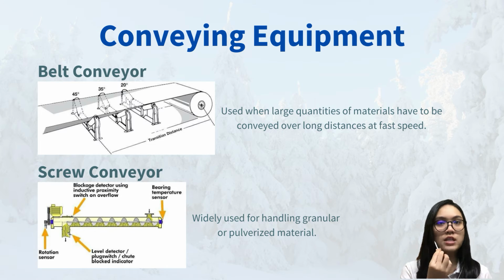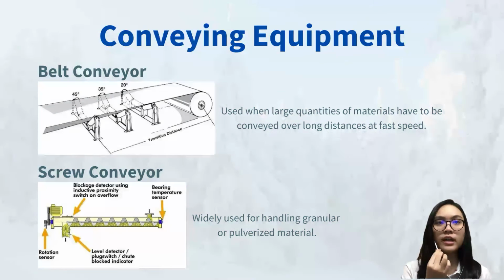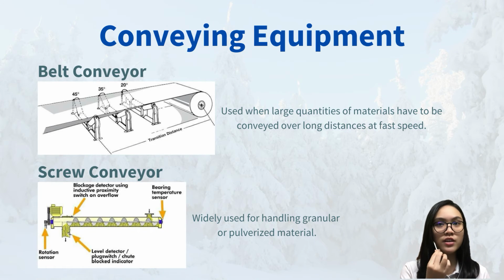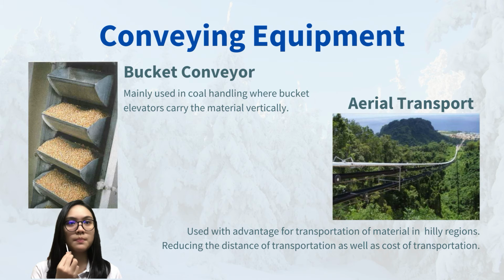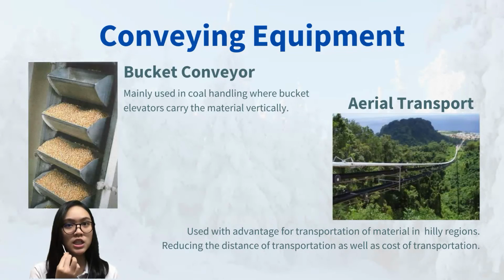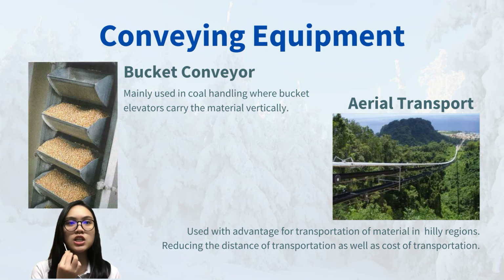Belt conveyor is used when a large quantity of material has to be conveyed over a long distance at a very fast speed. Next, screw conveyor is widely used for handling granular or pulverized material. Besides that, bucket conveyor is mainly used in coal handling where bucket elevators carry the materials vertically. Lastly, aerial transport is used with advantages for transportation of materials in hilly regions and to reduce the cost of transportation.